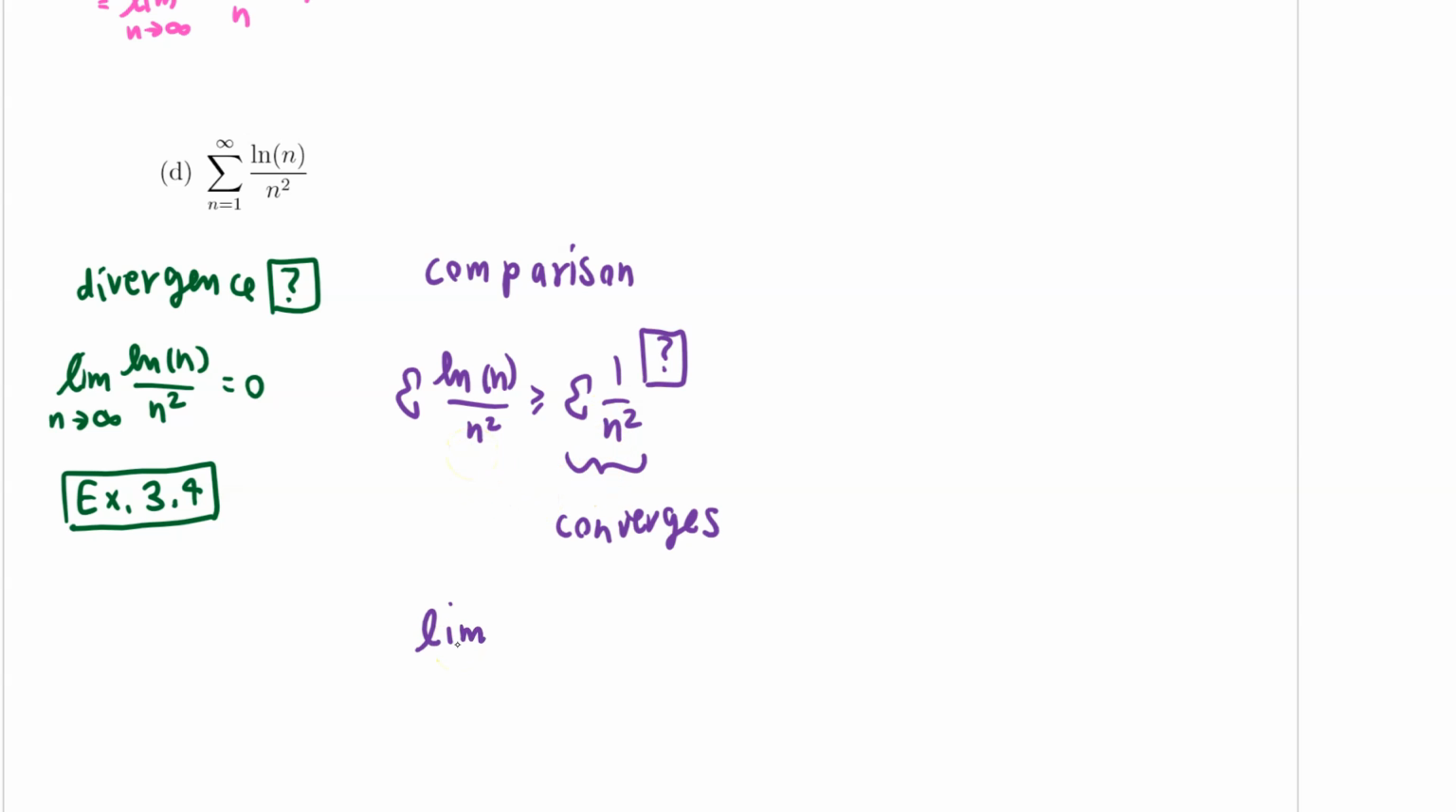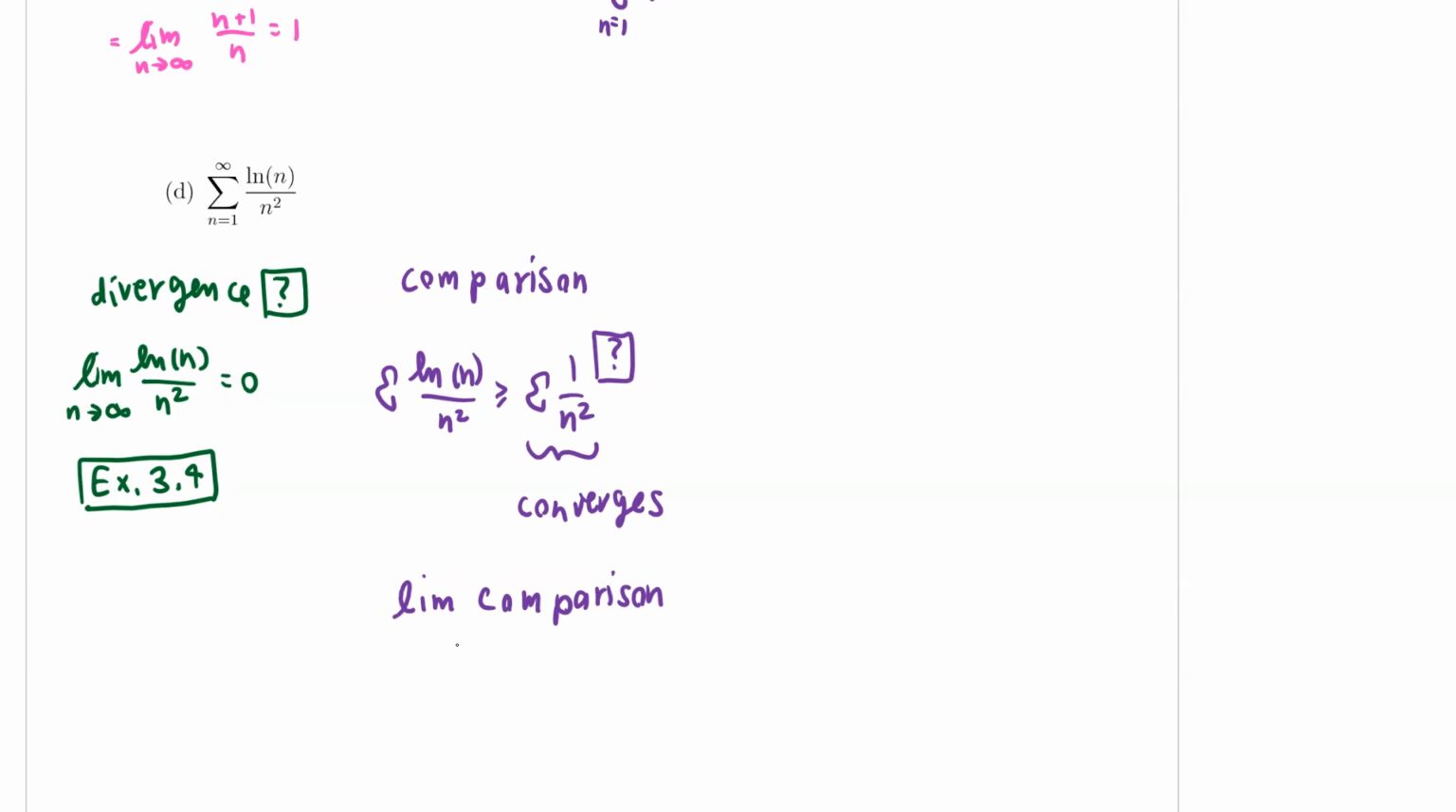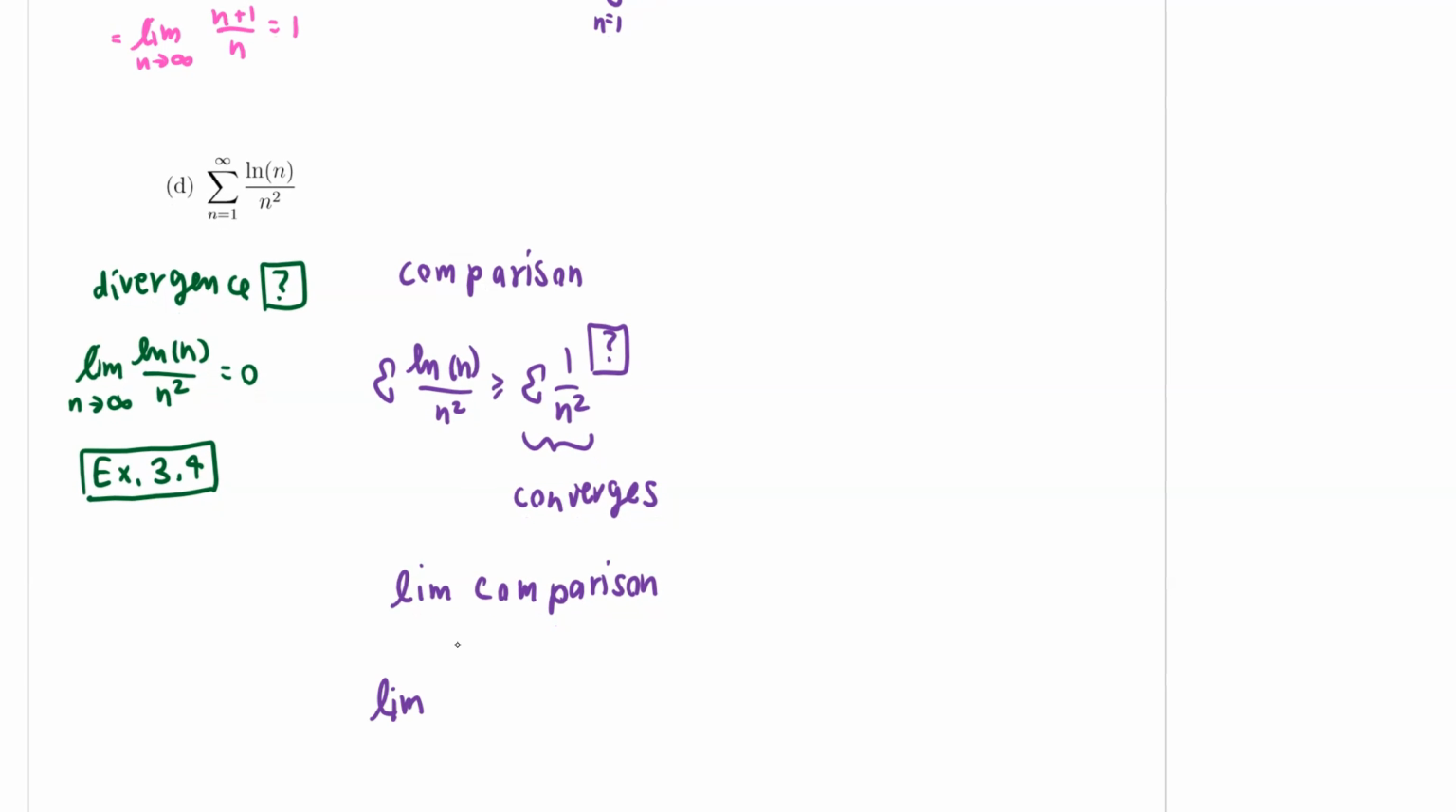If I try limit comparison, I'm going to compute the limit of the ratio of the two series. So I'm going to compute the limit of (log n over n squared) over (1 over n squared) when n goes to infinity. Limit comparison test. So this is going to be the limit when n goes to infinity of log of n, which is going to be infinity.